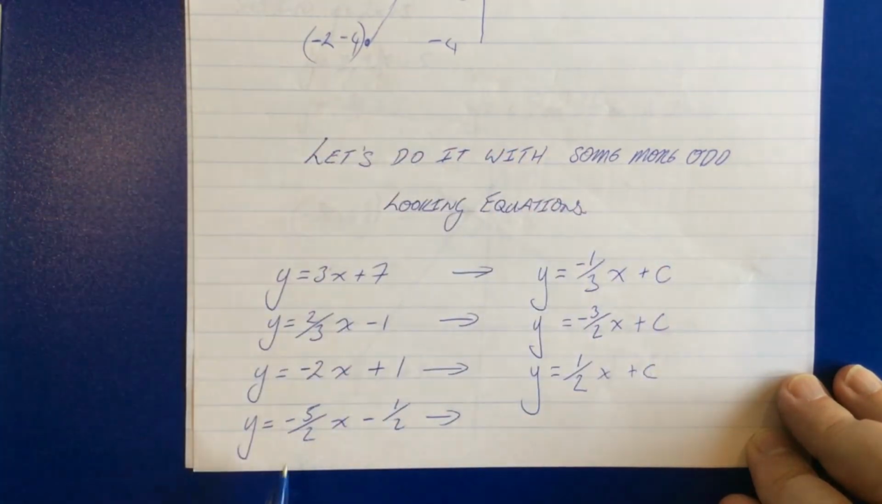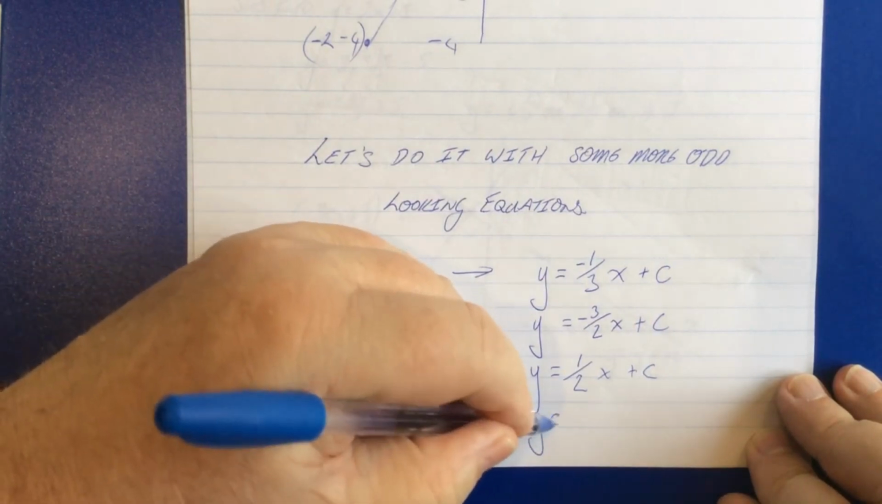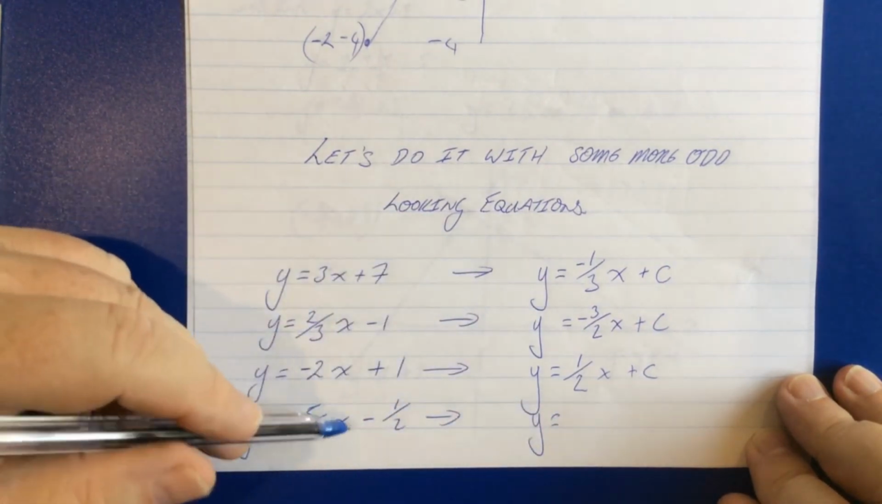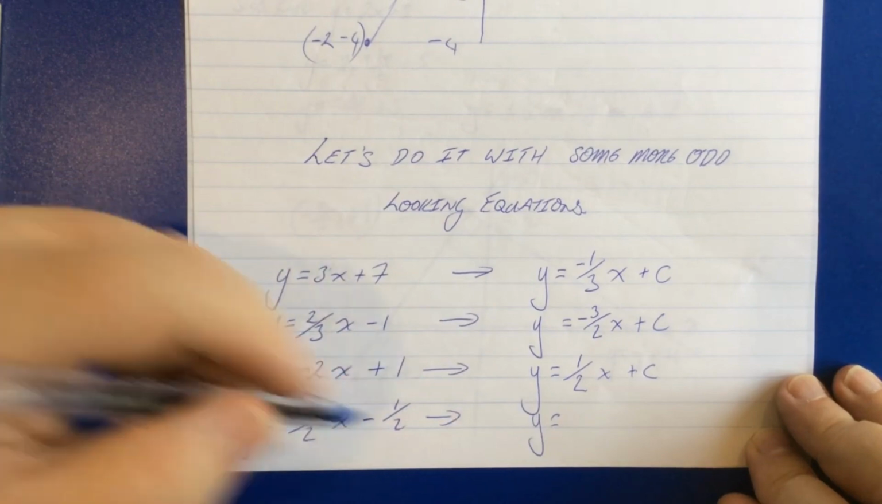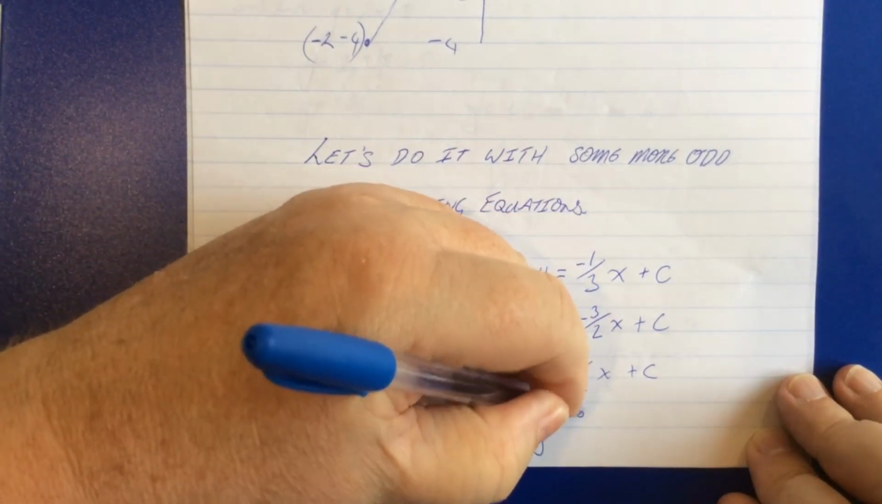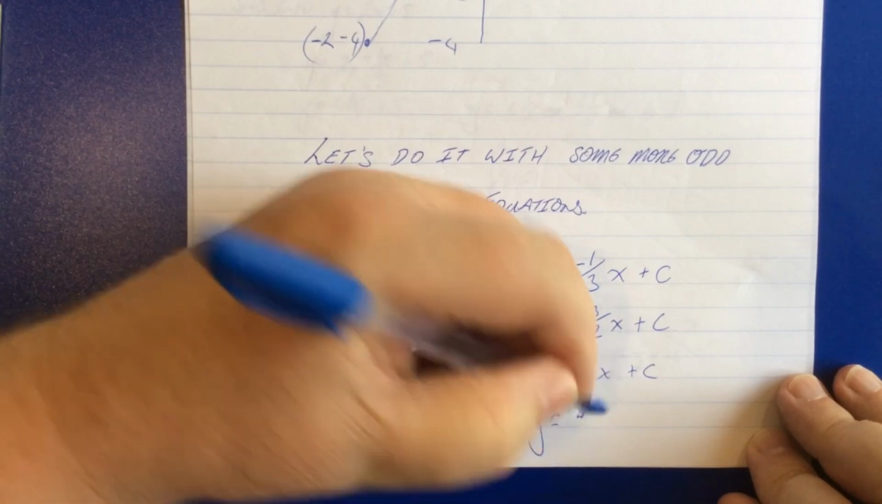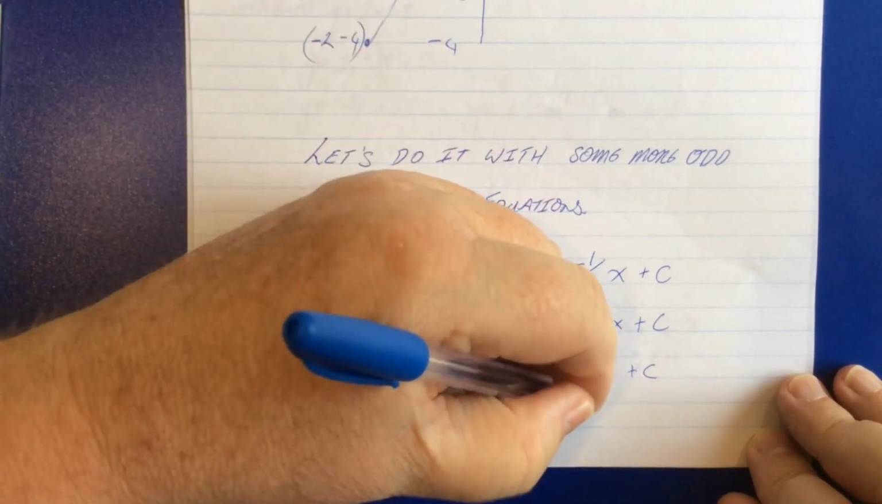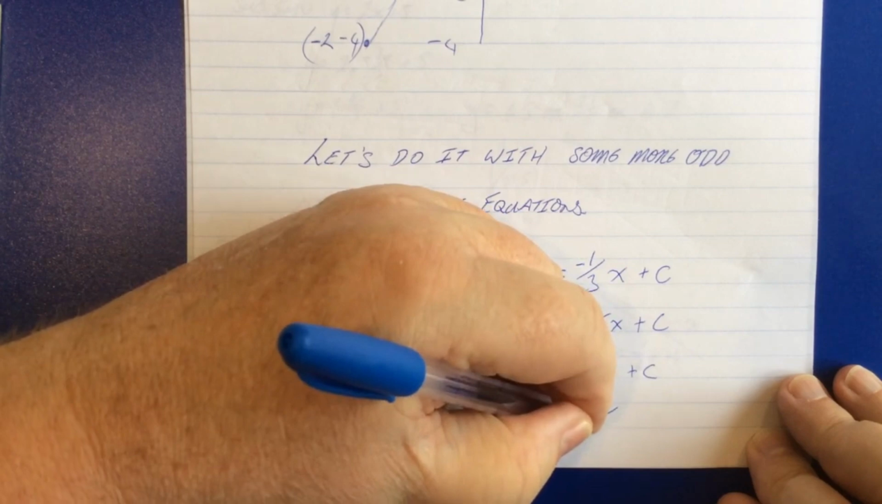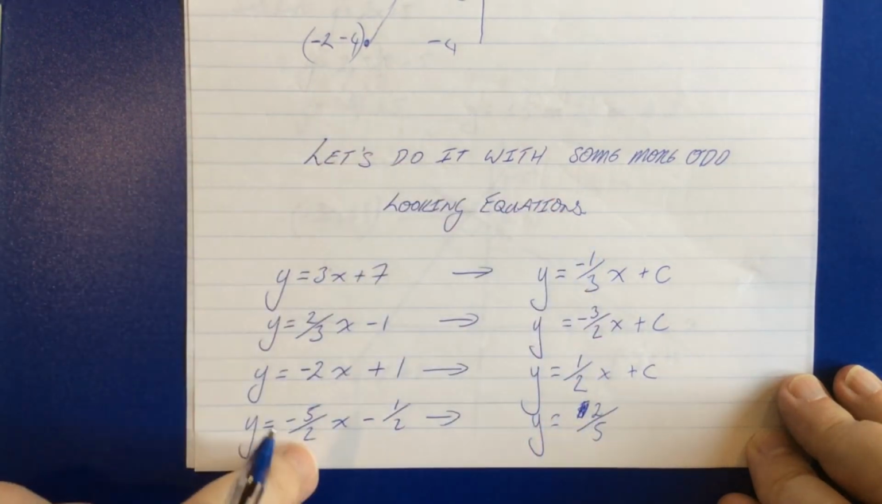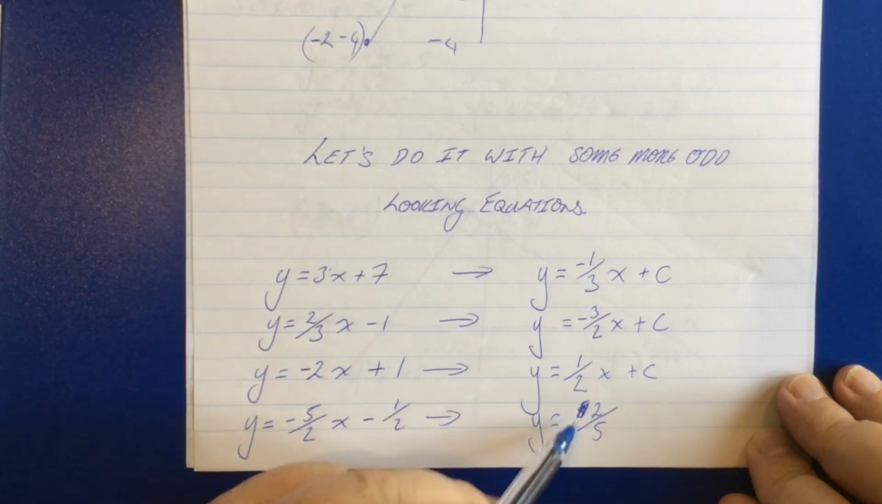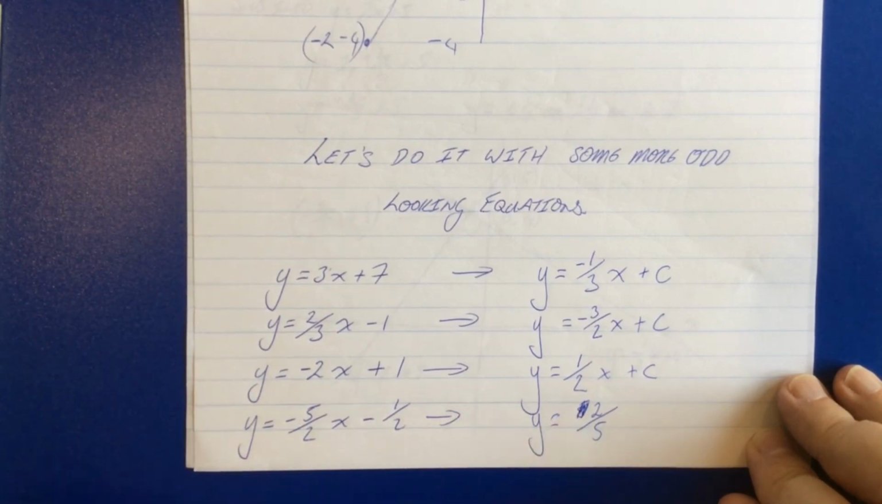plus c. And this last one, a negative fraction, y equals negative 5 over 2x minus a half. y equals 5. No, got it wrong. Everybody makes mistakes. You can expect to do this yourself. y equals 2 over 5. We reverse the fraction. We make it positive. Apologies for that. Plus c.